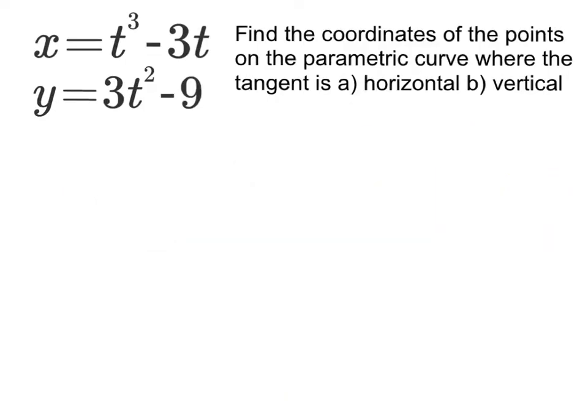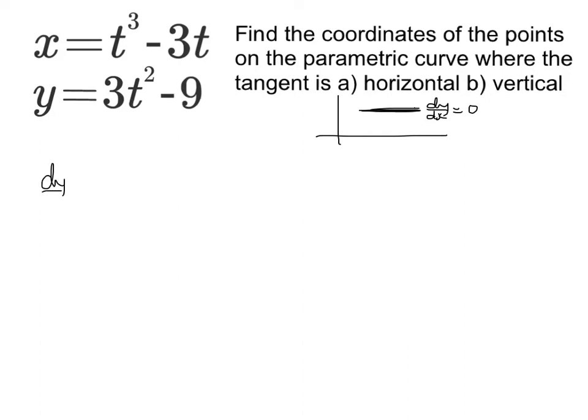Okay, last one. So we're trying to find not the equation of a tangent this time, but the coordinates of the points on the parametric curve where the tangent is horizontal. Now, horizontal tangent, that tells us straight away we're looking for a tangent like this, which means that dy by dx equals 0. So that's what we're going to try and solve.